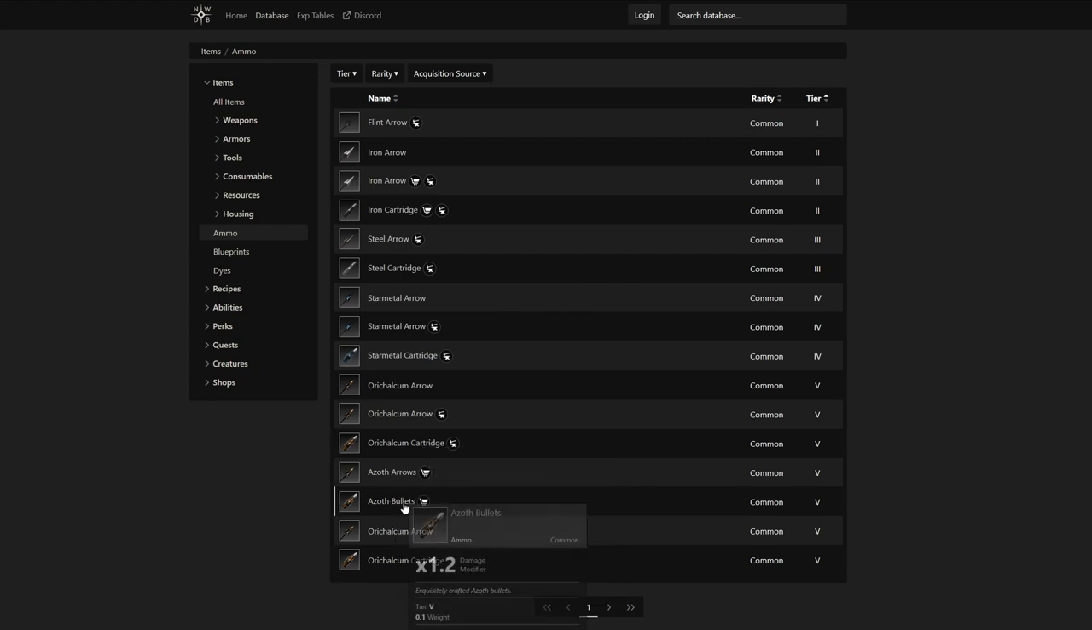So these are all going to be 1.2, whether it's the acrylium cartridge in the open world, or the acrylium cartridge in sieges, or the Azoth bullets. So 1.2 is the max on bullets, and then we also have, like I said, arrows maxing out at 1.2 as well. So I did give you guys a brief understanding of how to craft those early game arrows as well as those early game cartridges.